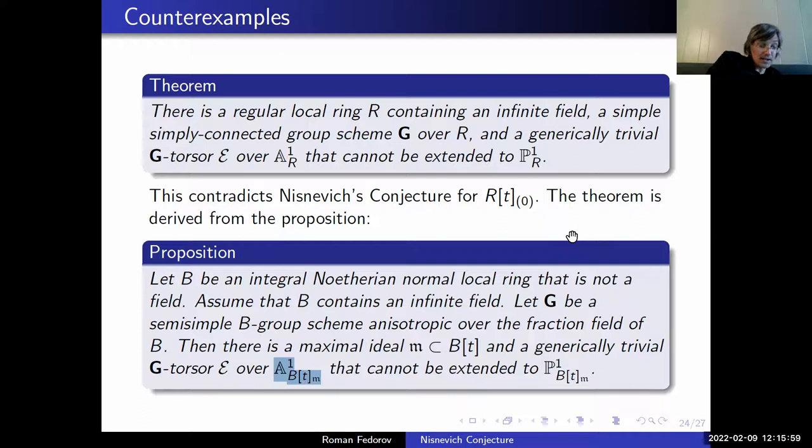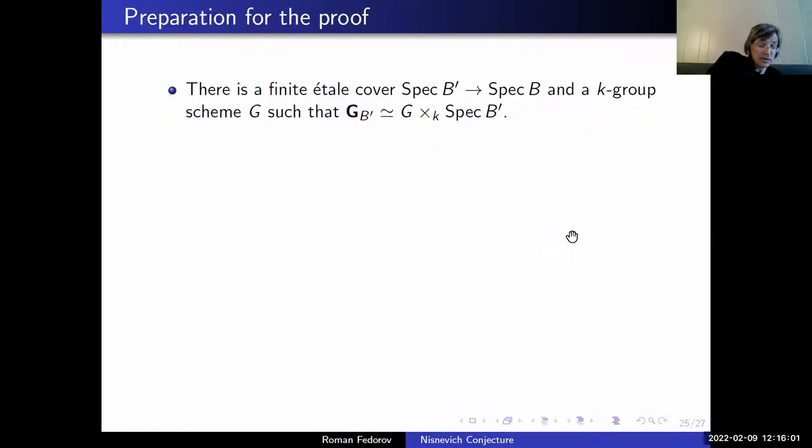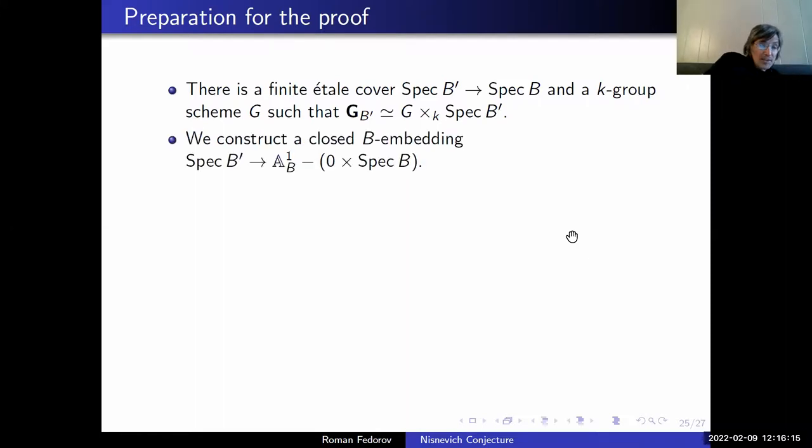This goes in a few steps. So first of all, my group scheme trivializes over some finite etale extension B prime of B. Then I can construct a closed embedding of G into A_B^1, using the fact that B is local. And I guess I also need that the field is infinite here.